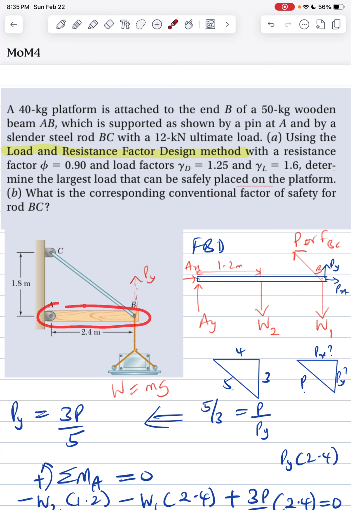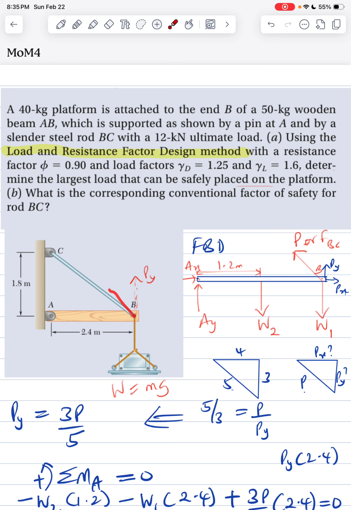Now, for AB here, there's a pin, so we have two forces here, Y and X. This AB is the wooden platform or beam, right? There's a force acting at the center, which is W2 here, the weight due to this W1. Now, this rod here, slender rod BC, of course, you see this is acting downward. There's another force acting here. Let's call that force P to keep this in equilibrium.